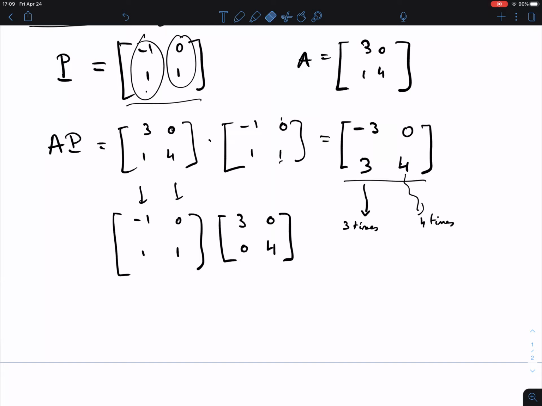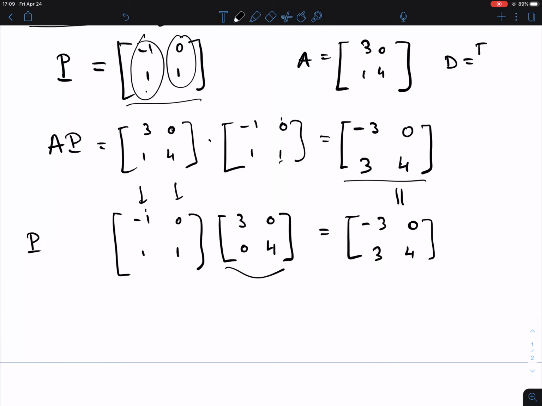Let me get rid of these now. What do we get? To find this element, it's minus 3 plus 0. To find this element, it is 0 plus 0. To find this element, it's 3 plus 1, that's 3. To find this element, it's 0 plus 4. The same thing, so they are the same, right? So the first one is P. What is this other matrix? That's the new matrix that I want to introduce: the matrix 3, 0, 0, 4.